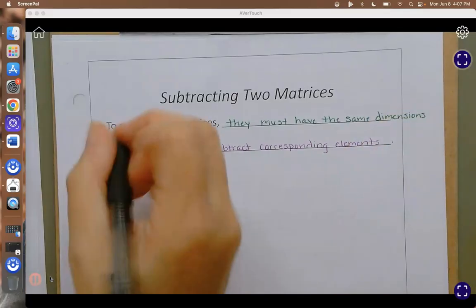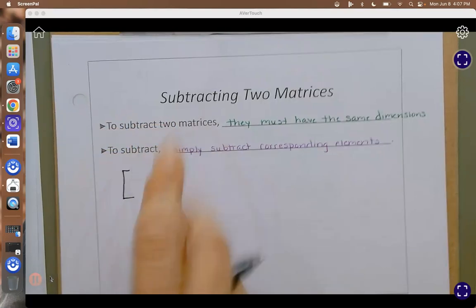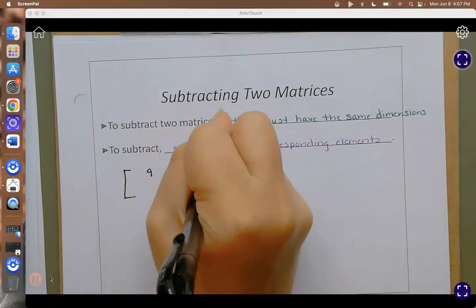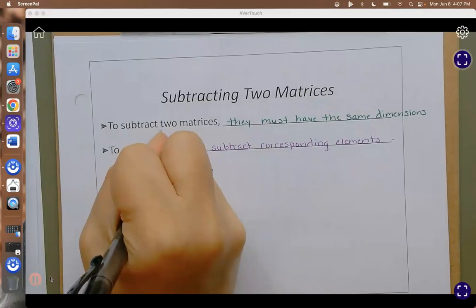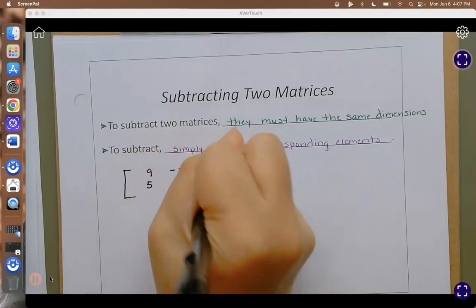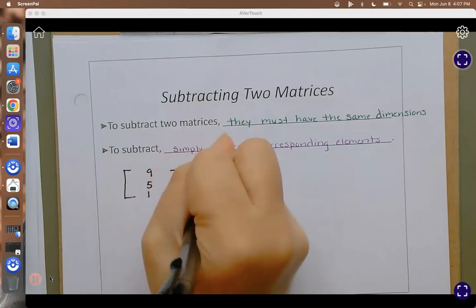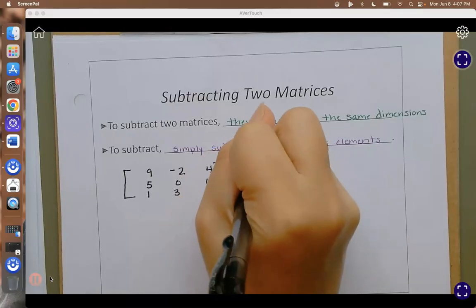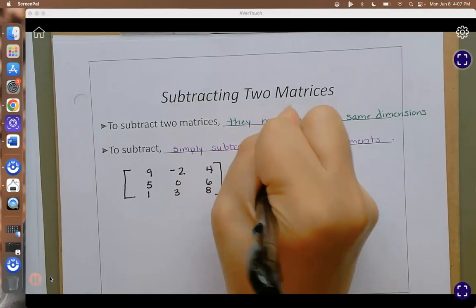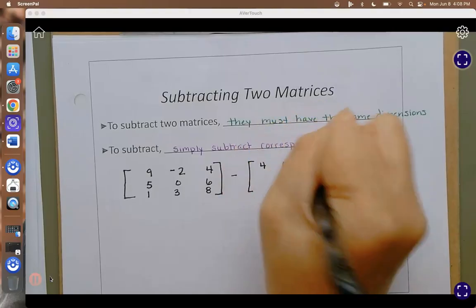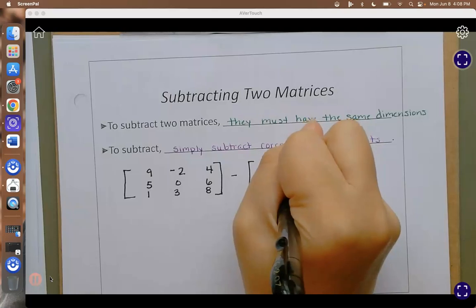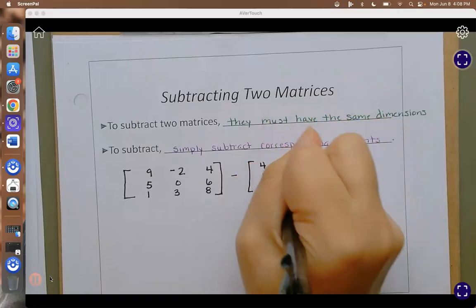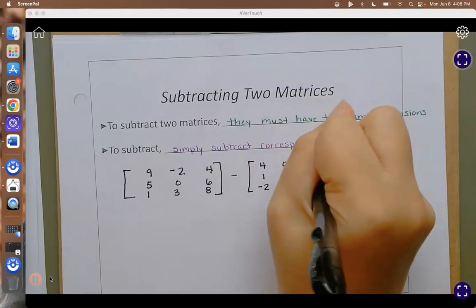All right, so here's our problem. We're going to do two problems. We're going to do one here and one here. So we have a 9, a -2, and a 4. A 5, a 0, and a 6, and a 1, a 3, and an 8. Minus 4, a 0, a 7, a 1, a 5, a -4, a -2, a 3, and a 2.